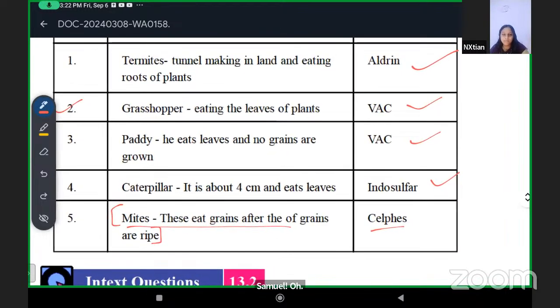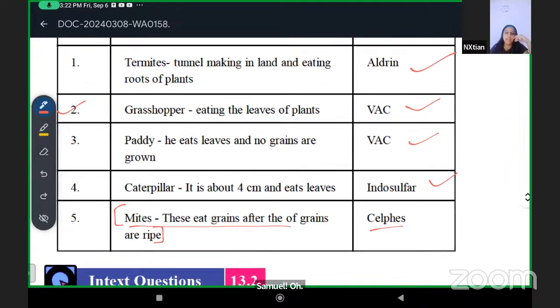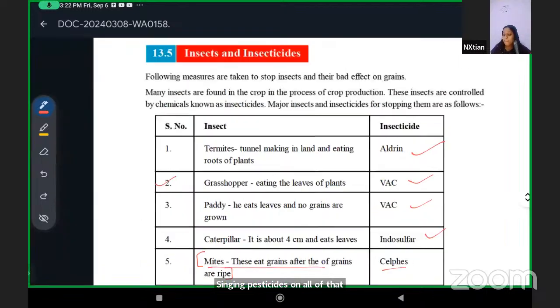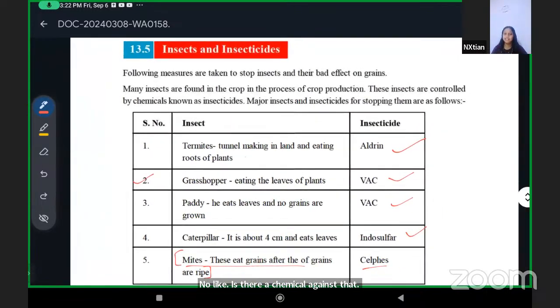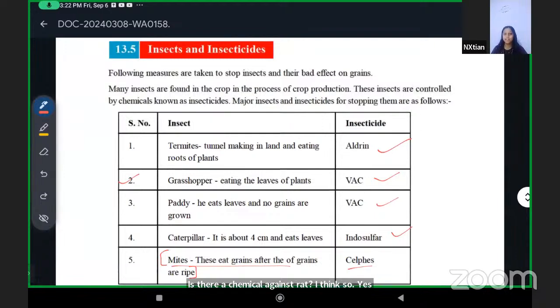Rats can also dig in soil. Is there a chemical against rats? I think so, yes. This is just talking about insects. Yes, insecticides also keep away such animals. There must have been a chemical.